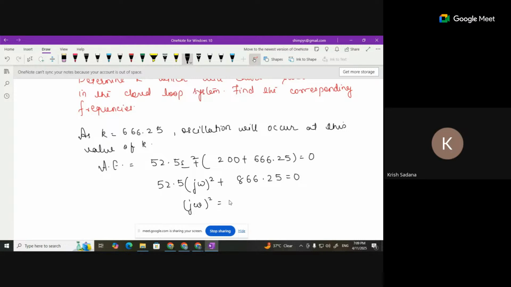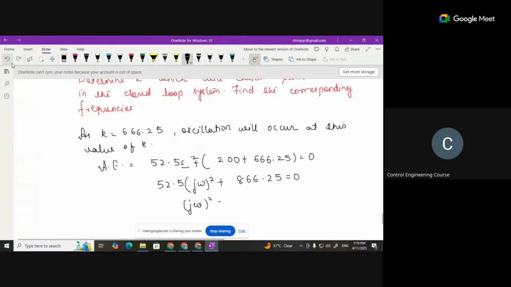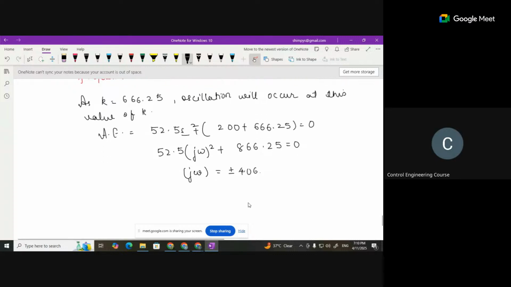4.06. After taking the square root, j omega comes out to be 4.06. Absolutely correct. This is plus minus 4.06. So the frequency of oscillations is 4.06 radians per second. Fine.